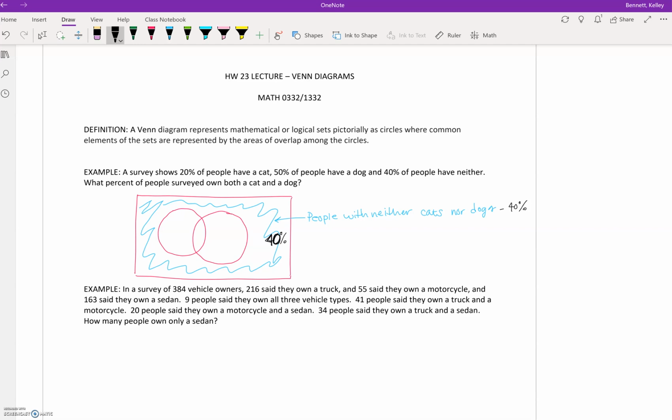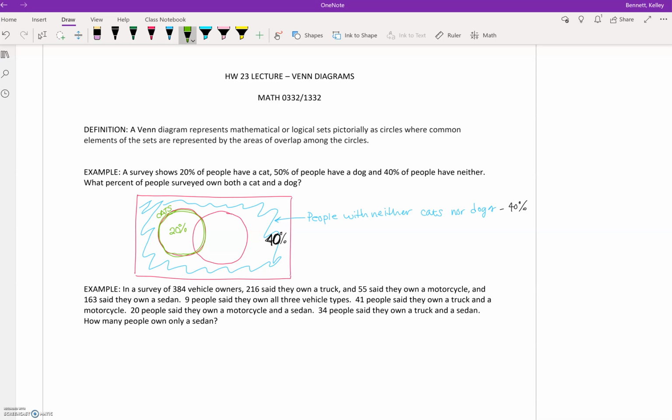And then we also know that one of these circles has to be cats. So I guess this circle here can be cats. And then we also have dogs as well. So notice that 20% of people have a cat. So this 20%, if I were to write it here, that's not really indicative of what's going on because we can see that there's an overlap here. That overlap contributes both to the people that have cats and to the people that have dogs.